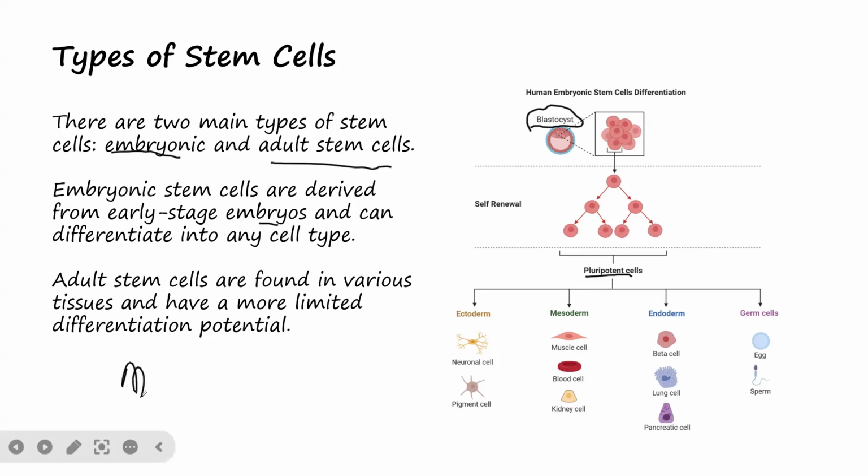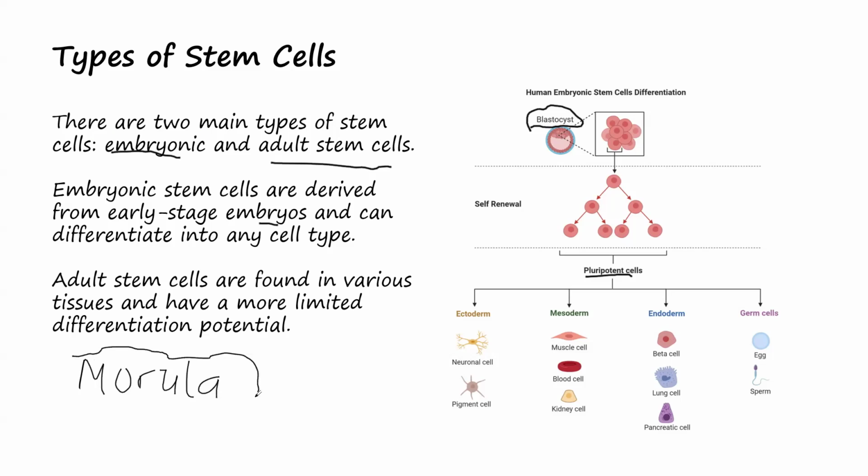So they have the potential to generate any cell types in our body. So let me actually write the correct spelling of morula so that at least we can have a clear understanding. Morula. This is morula. So it's actually where the totipotent stem cells are produced.